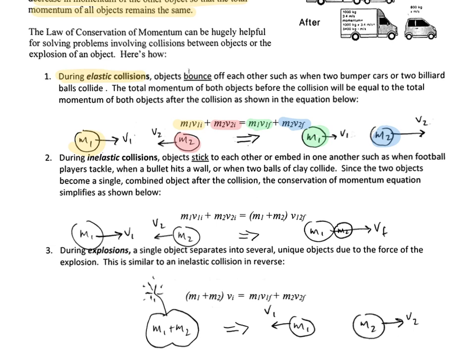Okay, what about if the objects don't bounce, but what if they stick to each other? Well, that would be called an inelastic collision. An inelastic collision is when objects stick to each other or embed in one another, such as when football players tackle, when a bullet hits a wall, or when two balls of clay collide. Since the two objects become a single combined object after the collision, the conservation of momentum equation simplifies as shown below. So we get this new relationship here.